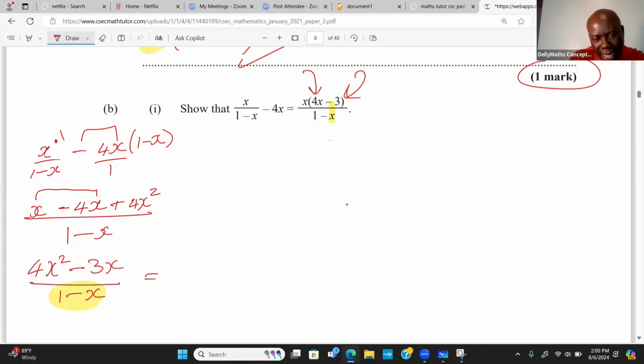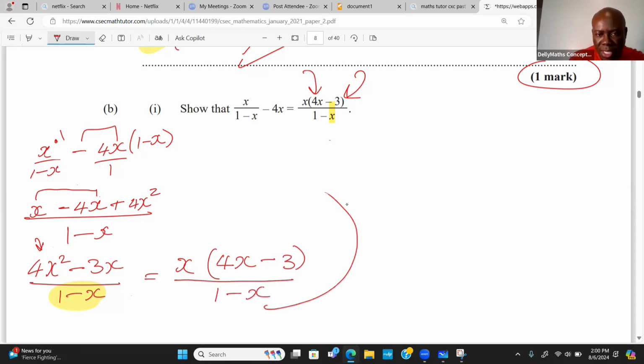I'm going to take out x as my common factor. x into 4x squared will have given me 4x. x into negative 3x will give me negative 3. And all of this is over 1 minus x. Hence, you've seen we end up getting it like that. We would have gotten the marks right there.